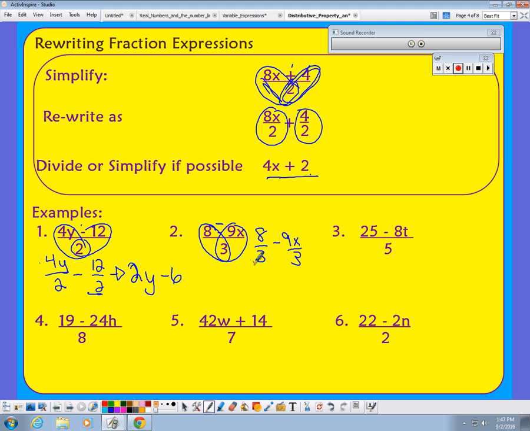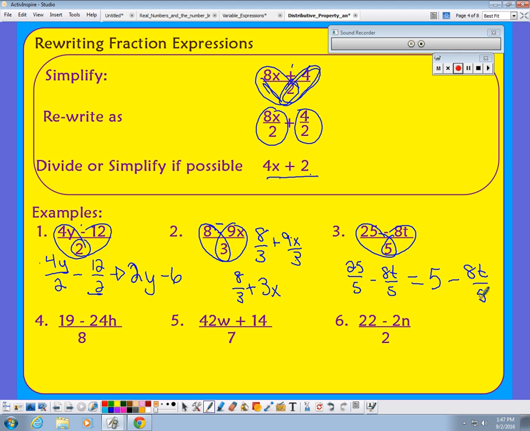Number 2, 8 over 3 minus 9x over 3. Can 8 over 3 be simplified? No, it cannot. So now we need to look at 9x over 3. So 8 over 3 cannot be simplified, so we'll keep it, and 9x over 3 divides to be 3x. Number 3, 25 over 5 minus 8t over 5. 25 over 5 can simplify to 5 minus, and 8t over 5 does not simplify.